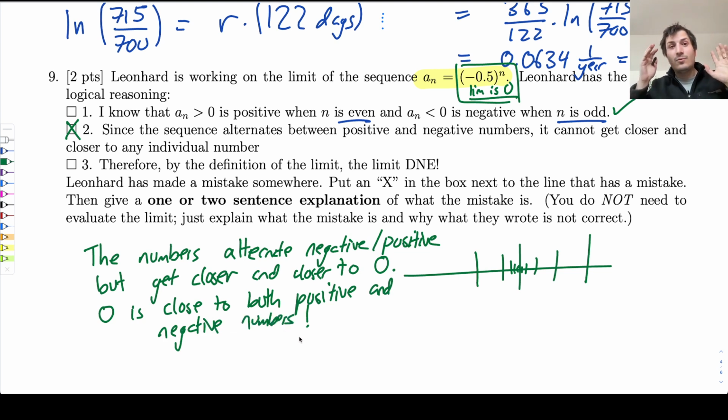So what Leonard said is false. It is alternating, but it's alternating and getting closer to 0. That is what's going on here. That's why number 2 is false. Of course, any reasonable explanation that captures that idea would be full marks here. So that's something that I wrote. That would be correct. Okay, and I will stop there for the answers to the midterm.